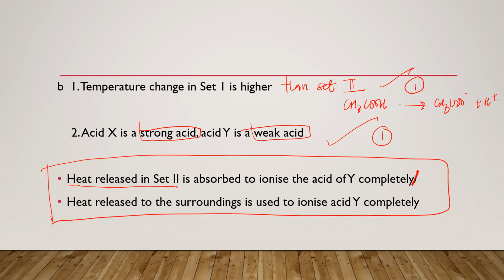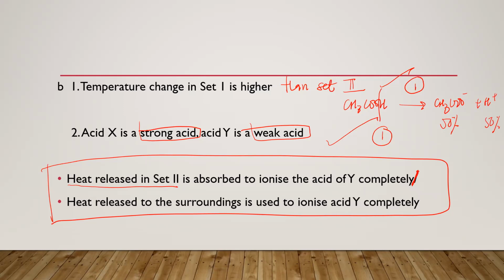So when I underwent this experiment, the heat that is being released in this experiment, I reabsorb that heat to ionize it some more. So instead of making it 10%, I want to increase it to make it 50% being ionized or 80% being ionized. That's why my temperature change is lower. That's why my heat of neutralization is also lower.